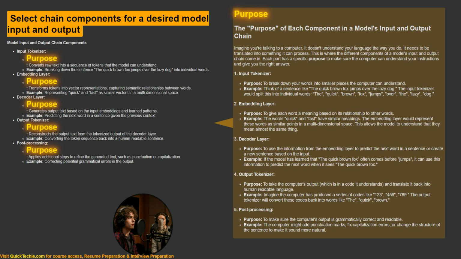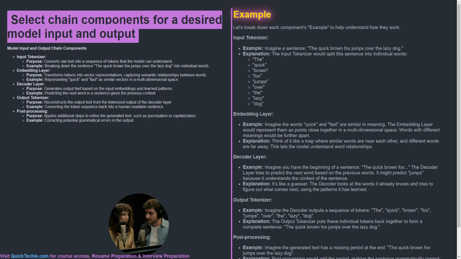Post-processing. Purpose: to make sure the computer's output is grammatically correct and readable. Example: the computer might add punctuation marks, fix capitalization errors, or change the structure of the sentence to make it sound more natural. Now, let's break down each component's example to help understand how they work.